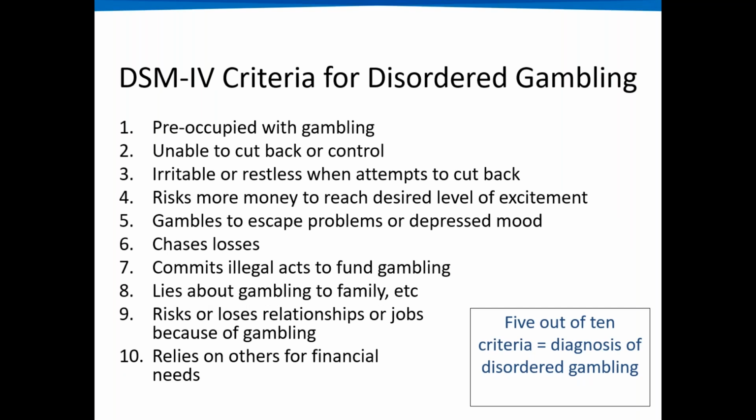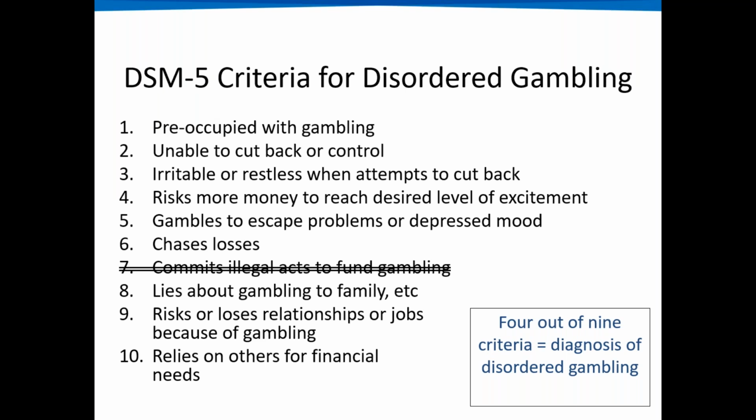I'd like to briefly address implications of the changes to gambling disorder from DSM-4 to DSM-5 for gambling assessments. This slide shows the criteria for gambling disorder in DSM-4. There were 10 criteria, and a client had to endorse 5 to qualify for gambling disorder. Those criteria are listed here. DSM-5 does not include committing illegal acts as a criterion, but all the other criteria remain the same. In DSM-5, a person has to endorse 4 of the 9 criteria instead of 5 out of 10 to qualify as a disordered gambler. So what are the implications of this change?